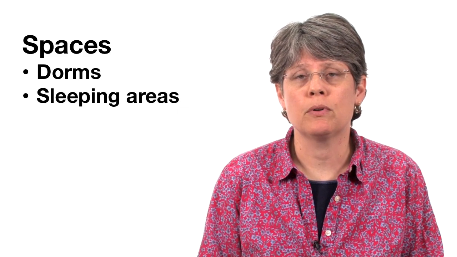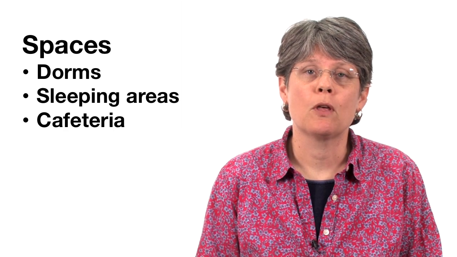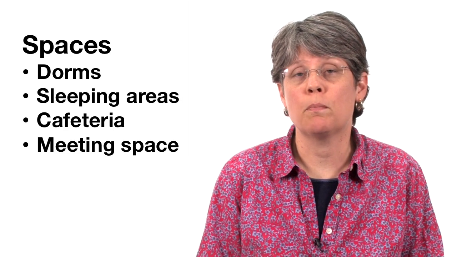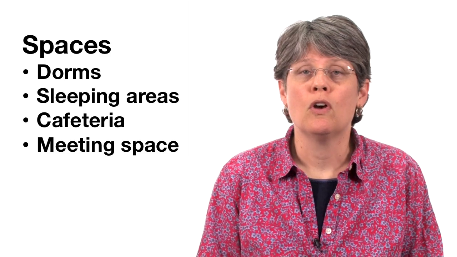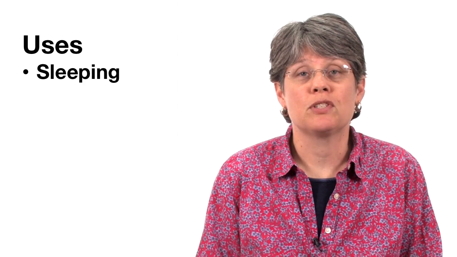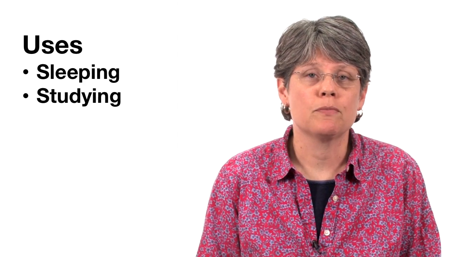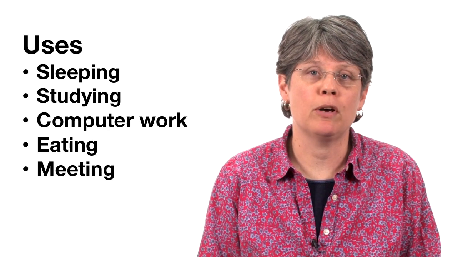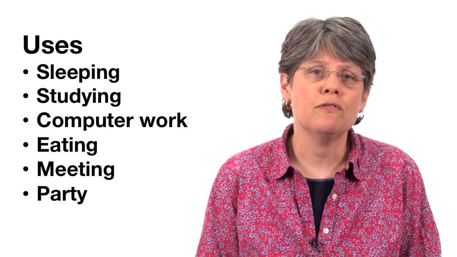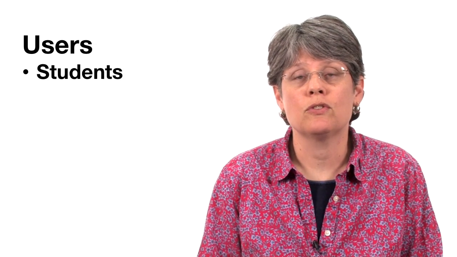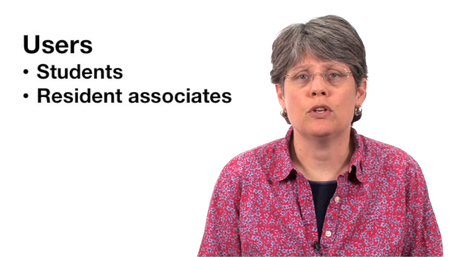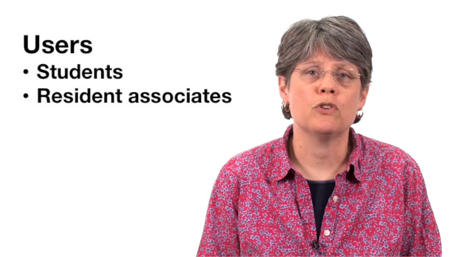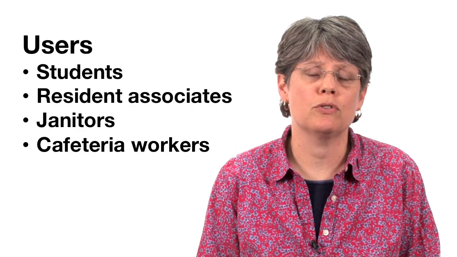So in terms of spaces, you might imagine dorms or areas where students sleep, or a cafeteria, or common meeting spaces or public restrooms. For uses, you might think of sleeping, or studying, working with a computer, eating, having a meeting, or having a party. And then for users, you might think of the students, a resident associate who might live at the college, the janitors, or the cafeteria workers.